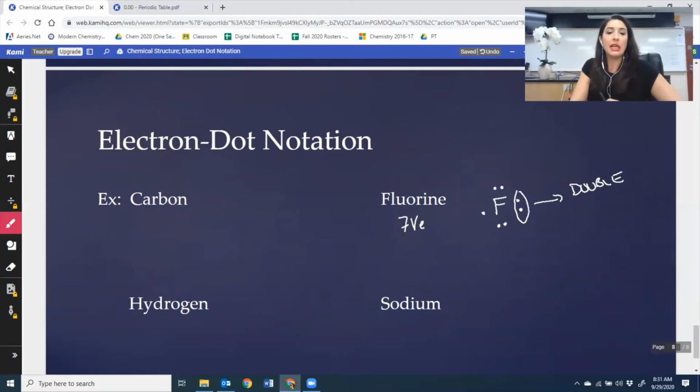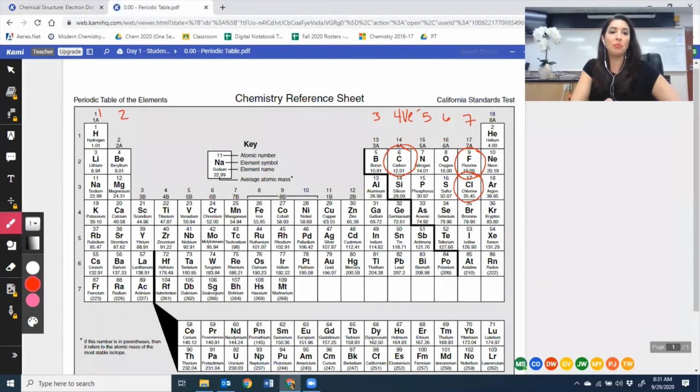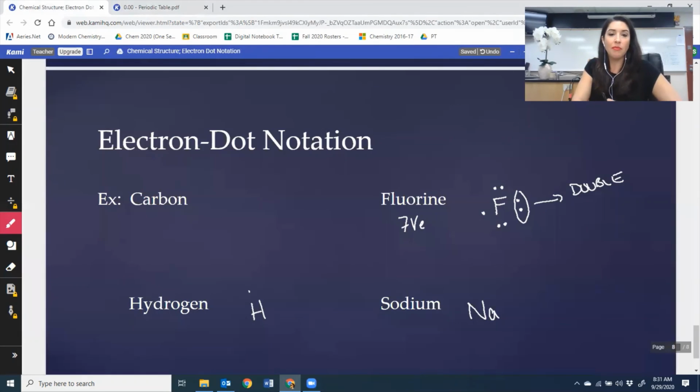Pause the video for a second and see if you can write the electron dot notation for hydrogen and for sodium. I'll put the periodic table back up. All right, so how did you do? Both of these have 1 valence electron, so you would just write the chemical symbol and place that valence electron up top. Pretty easy.